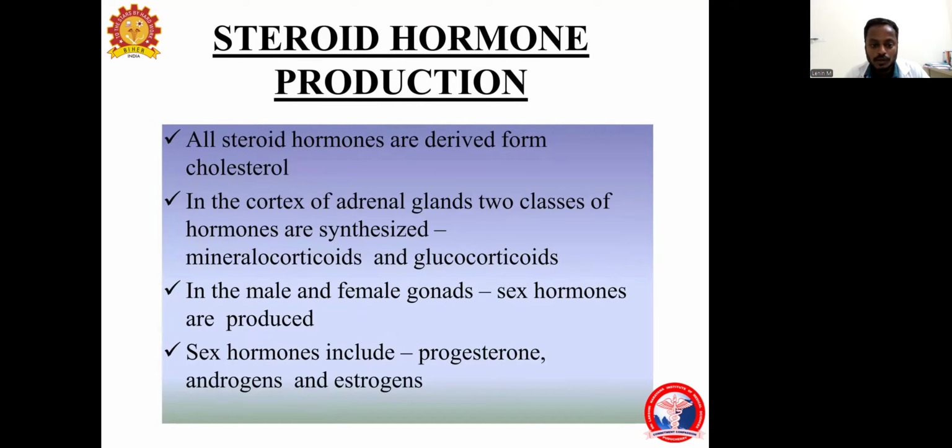All the steroid hormones are derived from cholesterol. In the cortex of the adrenal glands, two classes of hormones are synthesized: mineralocorticoids and glucocorticoids. In the male and female gonads, the sex hormones are produced: progesterone, androgen, and estrogen.